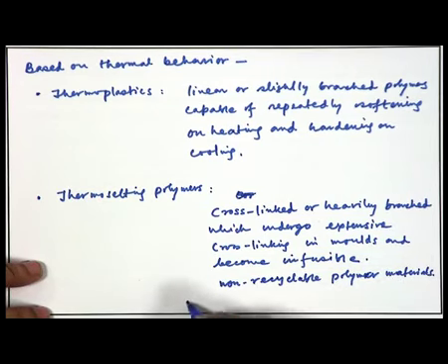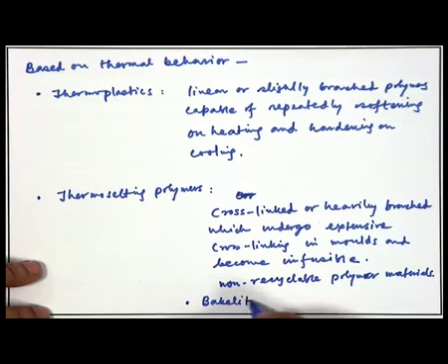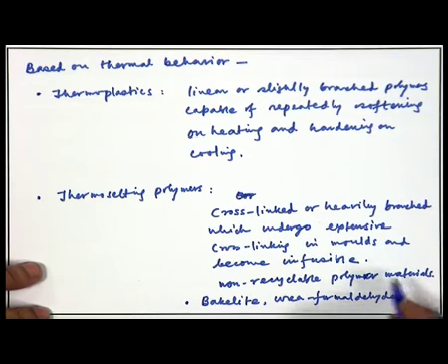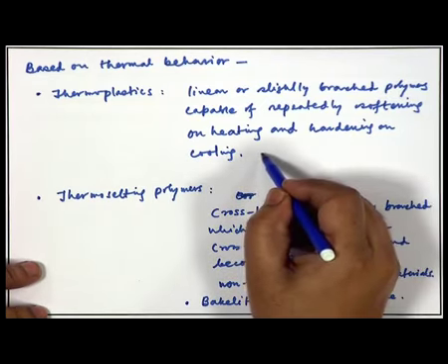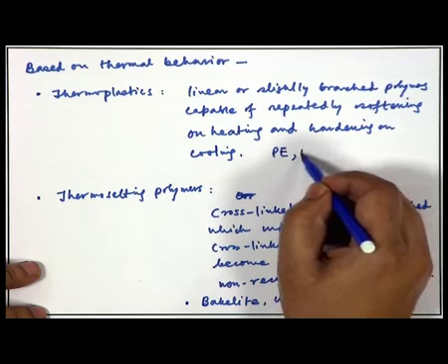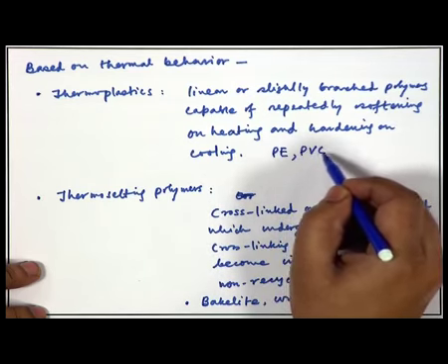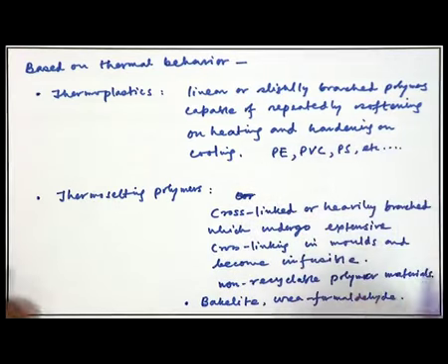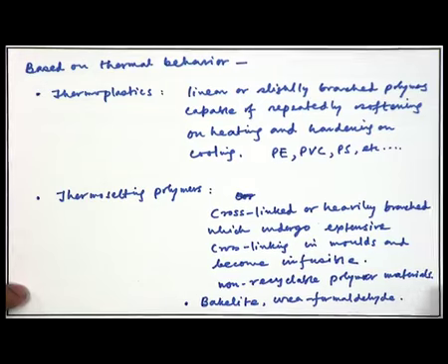Examples could be bakelite, urea formaldehyde, which are cross-linked materials, and we have not given examples earlier. So, basically polyethylenes, polyvinyl chloride, polystyrene, these are the examples of thermoplastics.